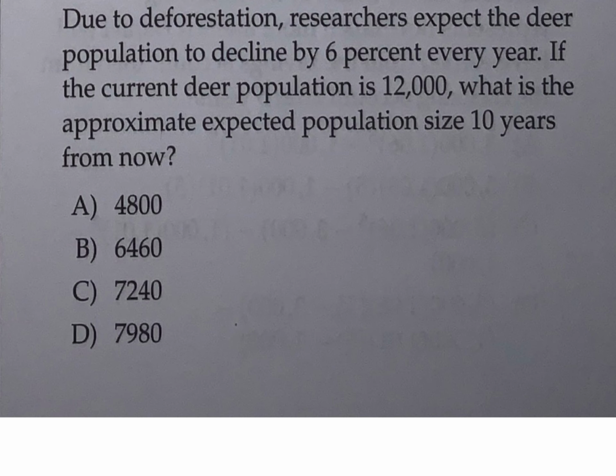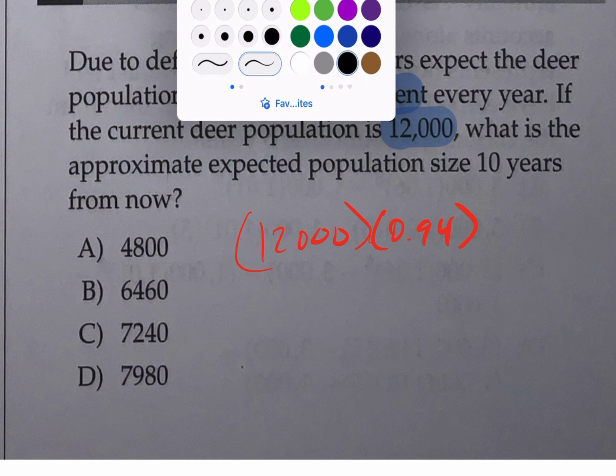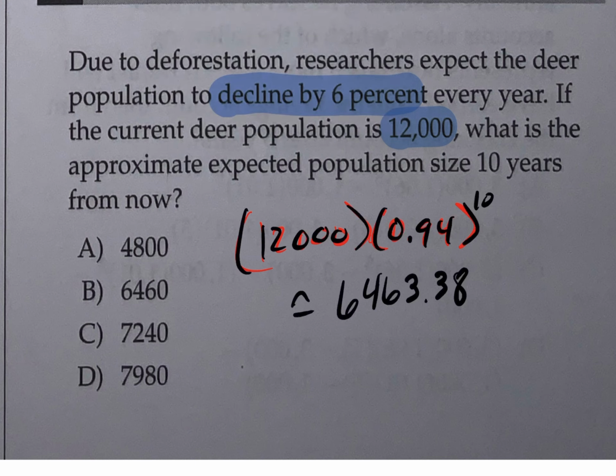For 12 here, it says, due to deforestation, researchers expect the deer population to decline by 6% every year. If the current deer population is 12,000, what is the approximate expected population in 10 years? Well, in this case here, you start off with 12,000 deer, and you're declining by 6% every year, which means you're taking 94% left over every single time, and you want to do that for 10 years. So if I go ahead and calculate this, you get approximately 6,338 deer, and your answer would be B.